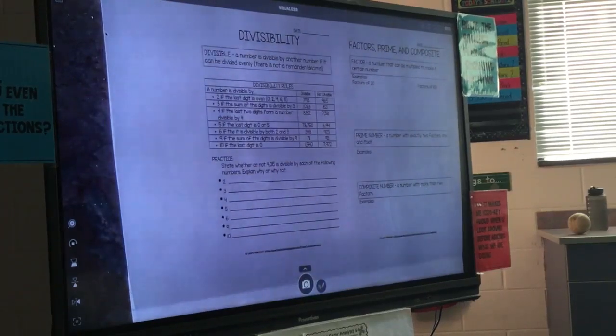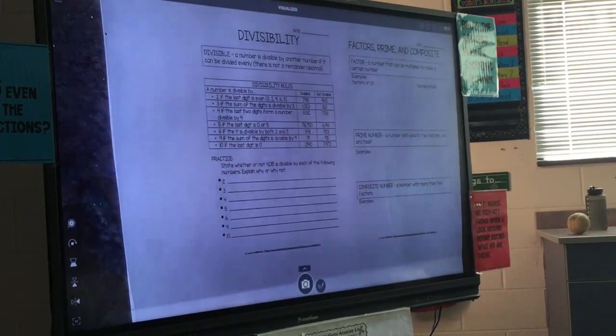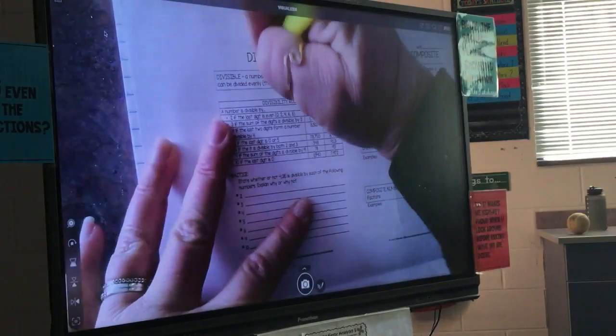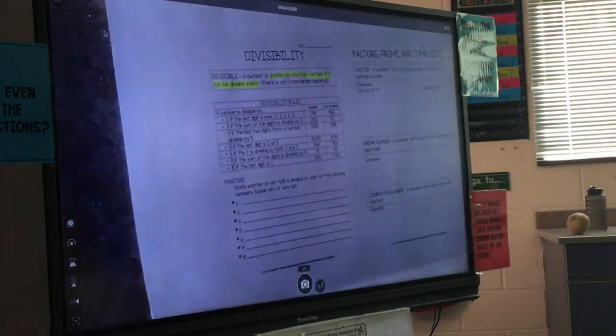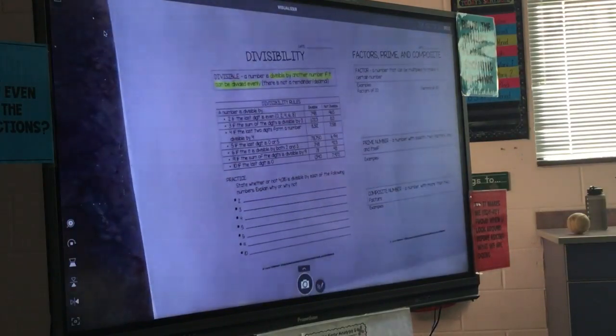Alright, so a number is divisible by another number if it can be divided evenly. And that means that there's no remainder or decimal. So remember, if I'm highlighting, you're highlighting. If I'm writing, you're writing.